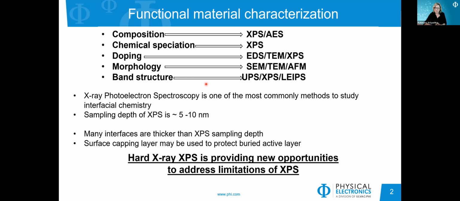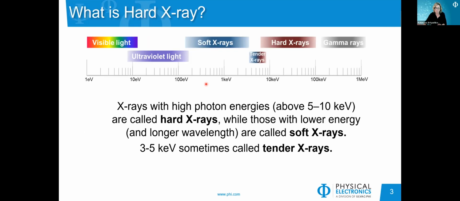Hard X-ray XPS provides new opportunities to address some of these limitations of XPS being too surface sensitive. So what is the hard X-ray? Here we see this spectrum of energies, and we can see that soft X-rays are the ones that we usually have in a lab-based system: magnesium, aluminum. These are called hard X-rays. Tender X-rays are often referred to as 3 to 5 keV, and hard X-rays are usually above 5 to 10 keV.